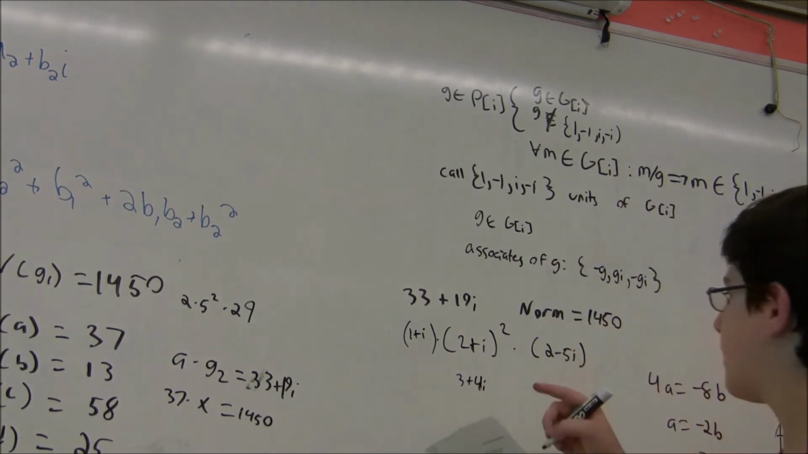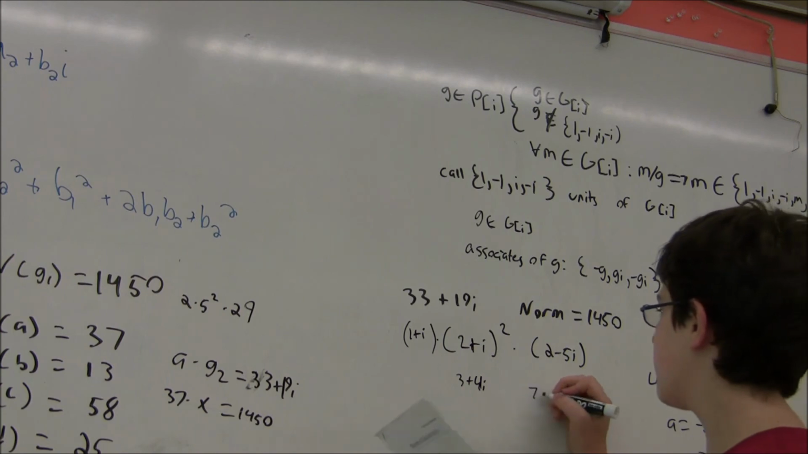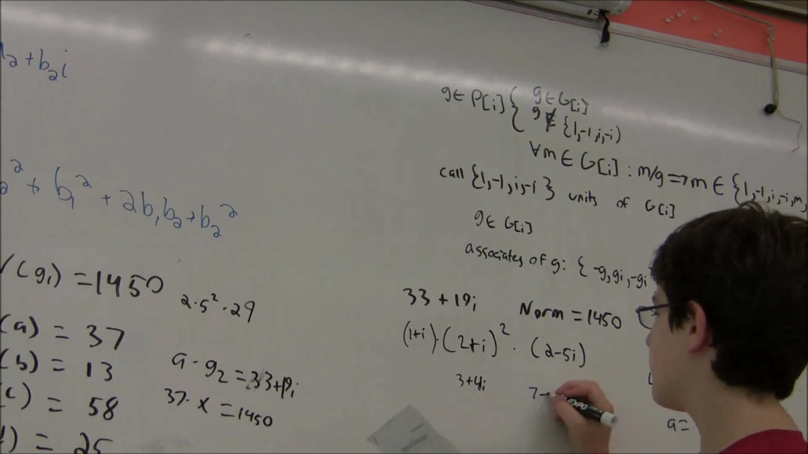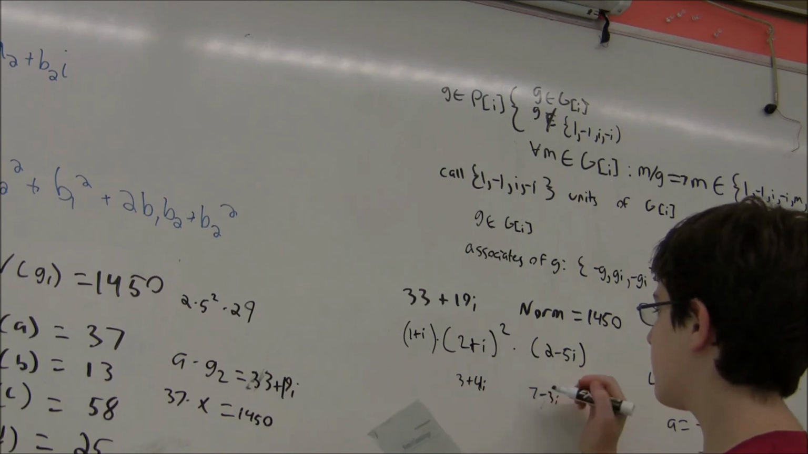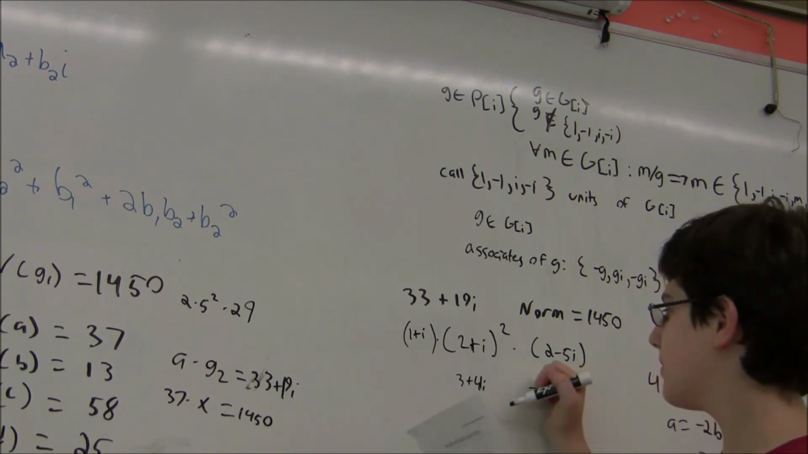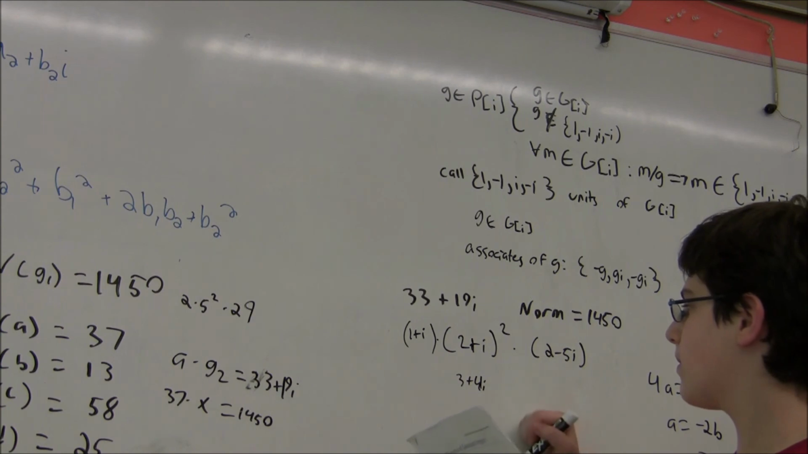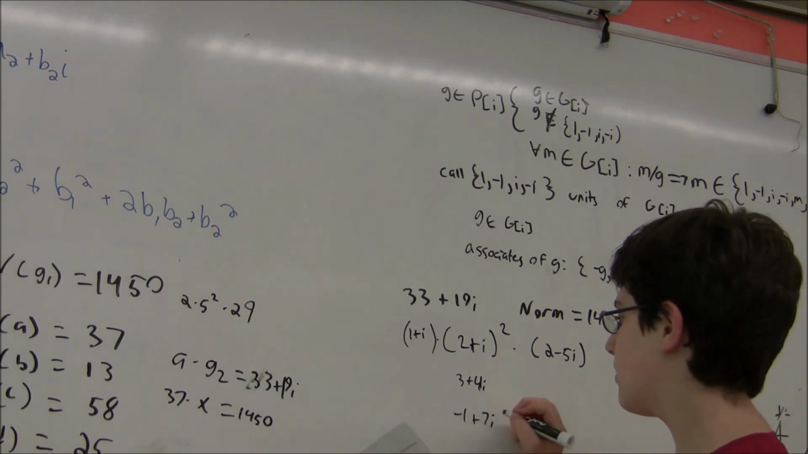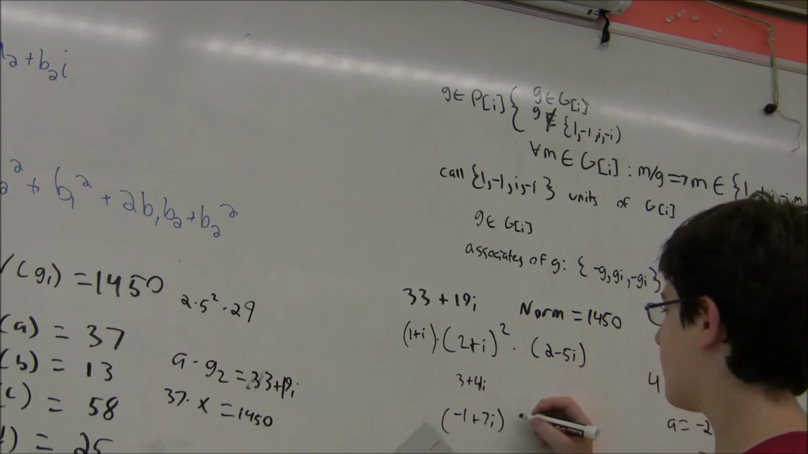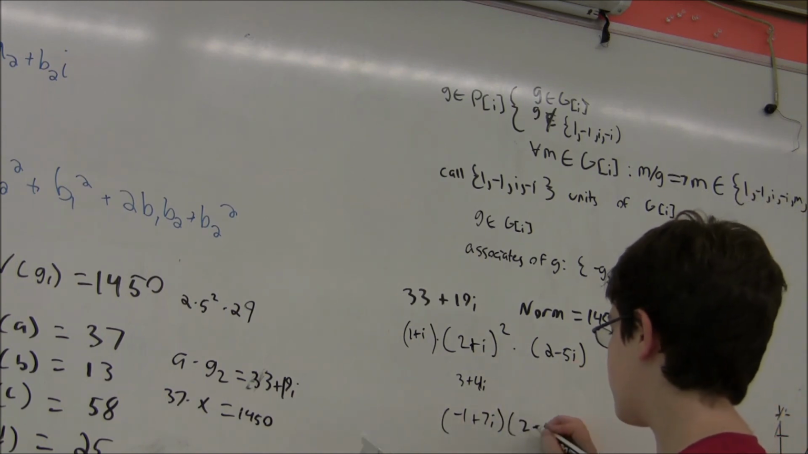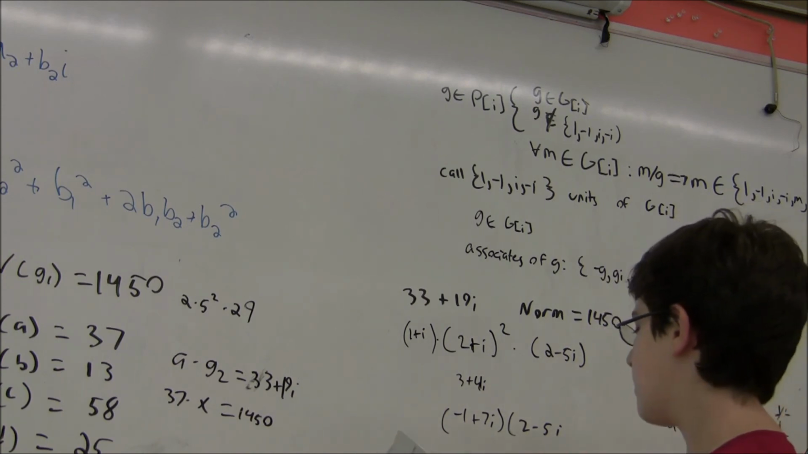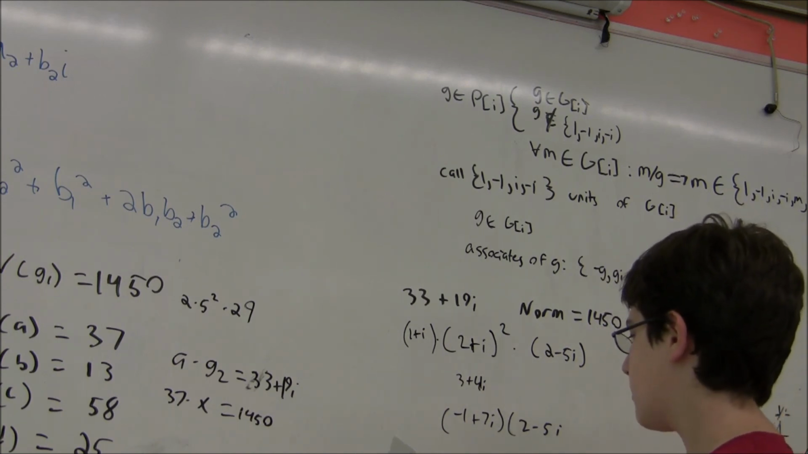And that times 1 plus i would be minus 1 plus 7i. We think that times 1 plus i is minus 1 plus 7i. And we're multiplying that by 2 minus 5i. And that would be 35 minus 2, 33, and 14 plus 5. Yep, that works. Go figure.